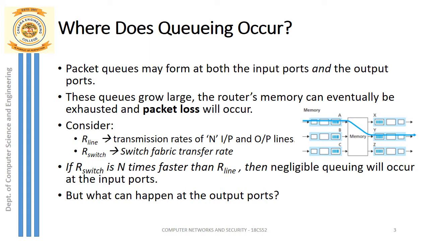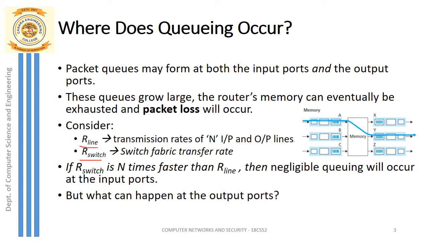We will consider some of the parameters to understand how exactly queuing happens. We consider R line as the transmission rate of the n input ports and output ports or lines, and R switch as the switch fabric transfer rate. If R switch is n times faster than R line, then negligible queuing will occur at the input port.